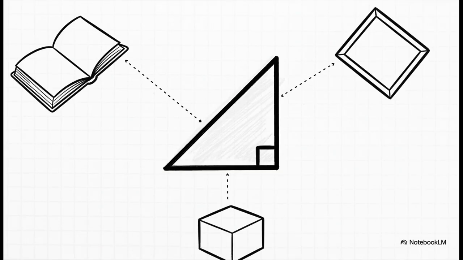Next, we have the right angle. And this one is super important in geometry. A right angle is exactly 90 degrees. It makes a perfect L shape. You can see them everywhere. Just look at the corner of a piece of paper or the corner of your screen. Those are perfect right angles.